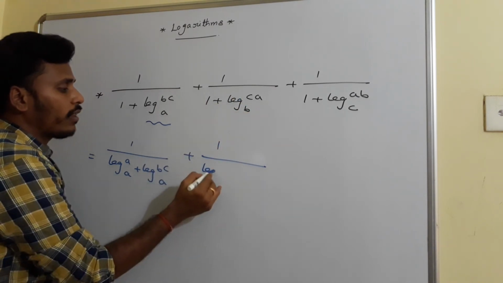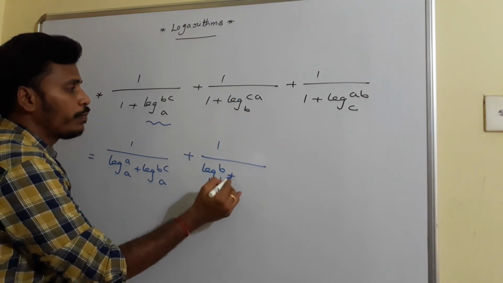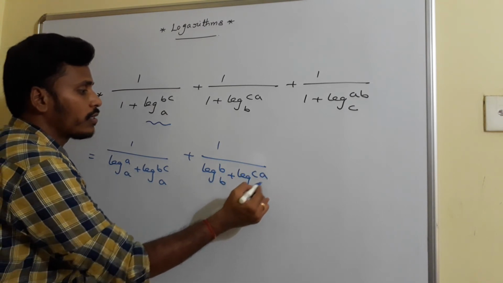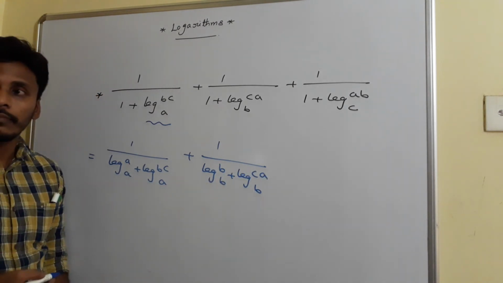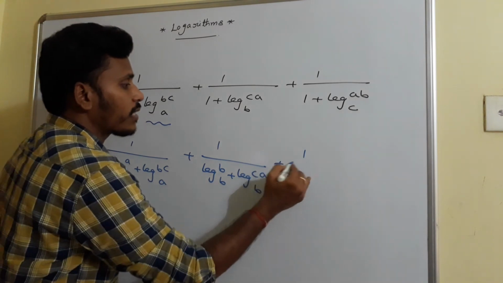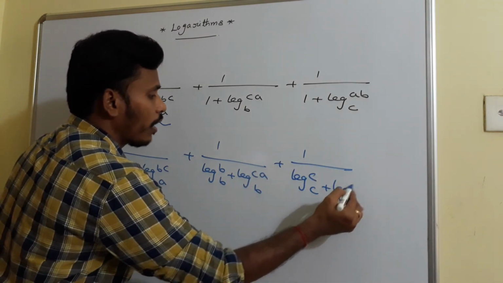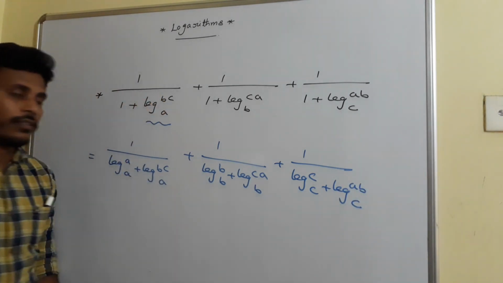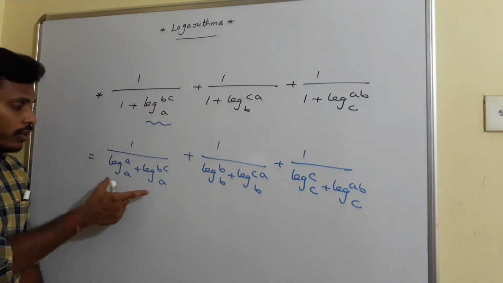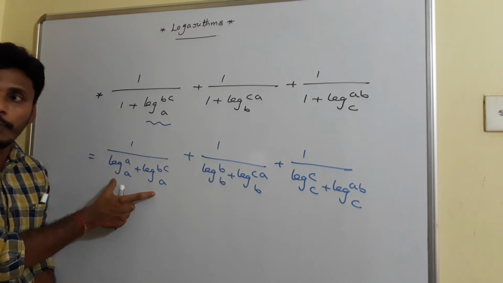Now I try to write that 1 as logarithm of B base B plus logarithm of CA base B. And again you just write this 1 as logarithm of C base C, so logarithm of C base C plus logarithm of AB base C. Now if you look, this is log A base A plus log BC base A.